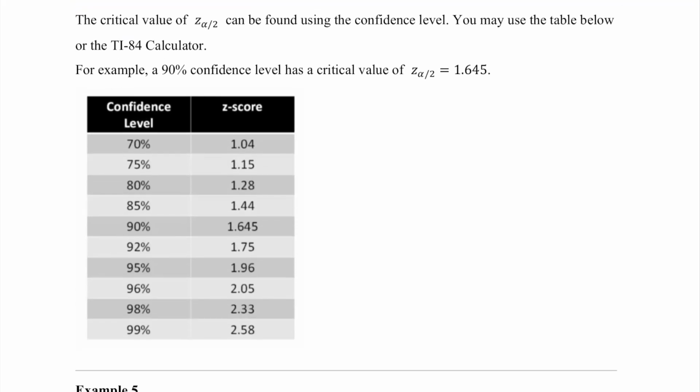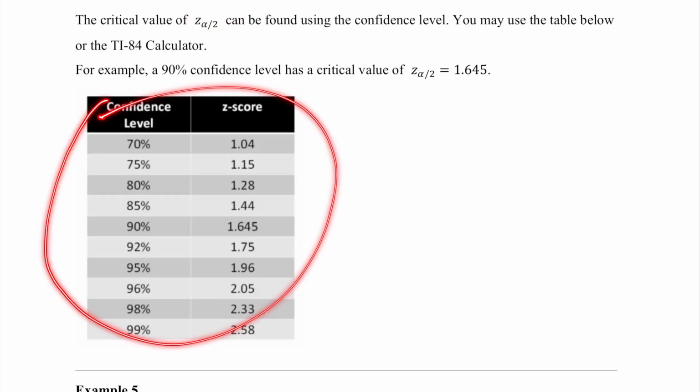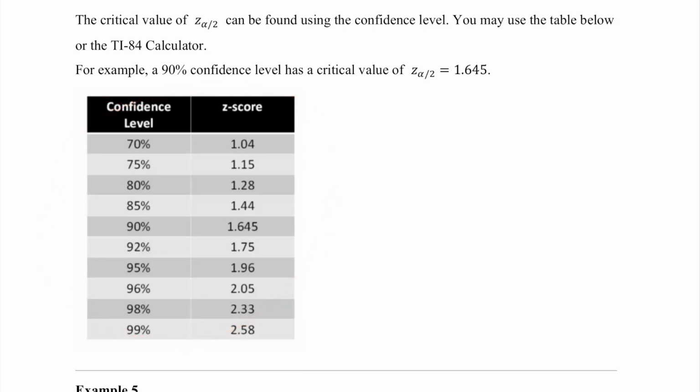Before we use the sample size formula, we need to know how to find the value z of alpha half. You can find this value using this table or using the TI-84 calculator. For example, a 90% confidence level has the critical value of 1.645. Now, I am going to show you how to find this number using a TI-84 calculator.